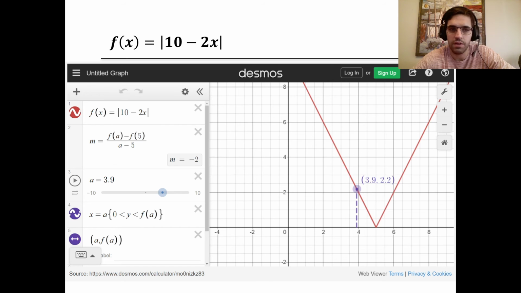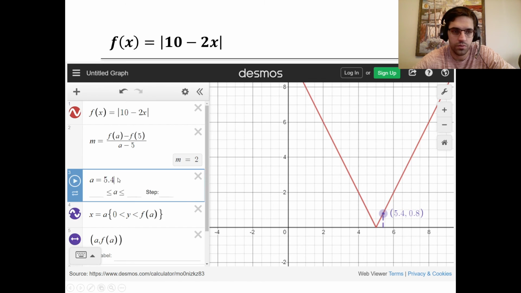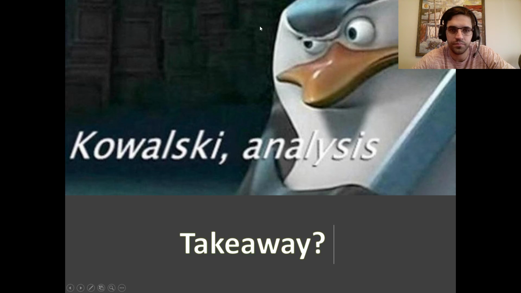So here's the actual graph of that one. We can see the graph of V. We see the vertex is at (5, 0). There's our vertex, and then to the left of that we have our negative slope line, and to the right we have our positive slope line.